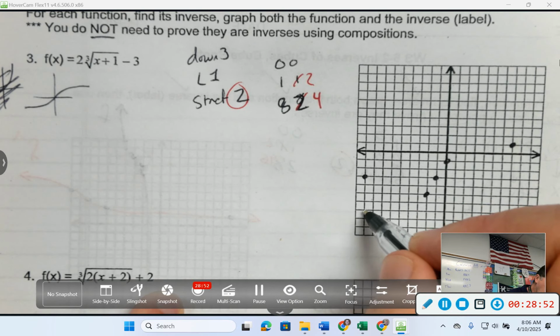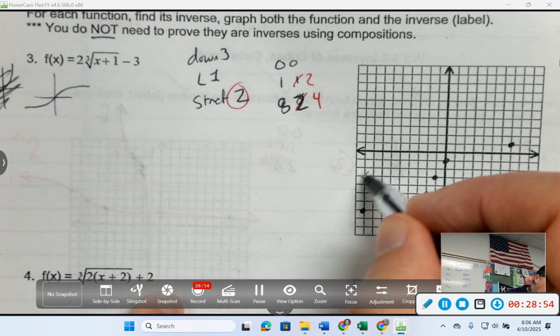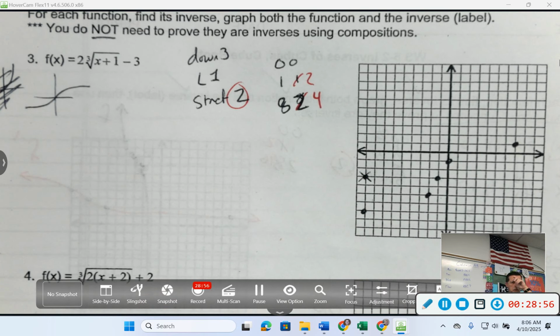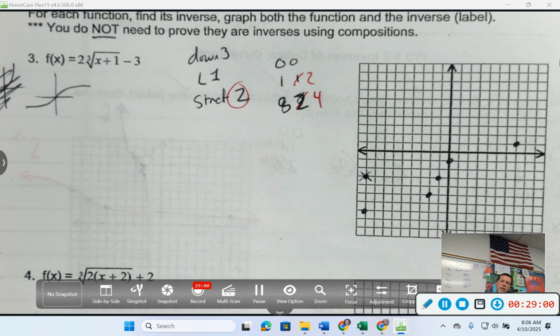Oops, down 4. That's not the point. So yes, I've got a cube root, left 1, down 3, stretch it out.